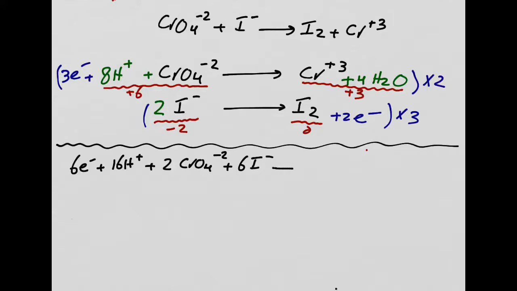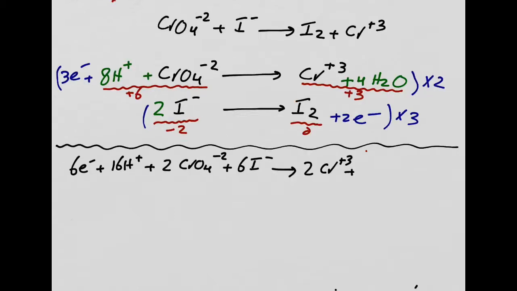Now, I'm going to go to the other side. I would have 2 Cr3+. How many waters? I would have 8. That's a bad looking 8. I would have 8 H2O. Then when I come down here, because I'm adding all this together, I would have 3 I2 and 6 electrons.